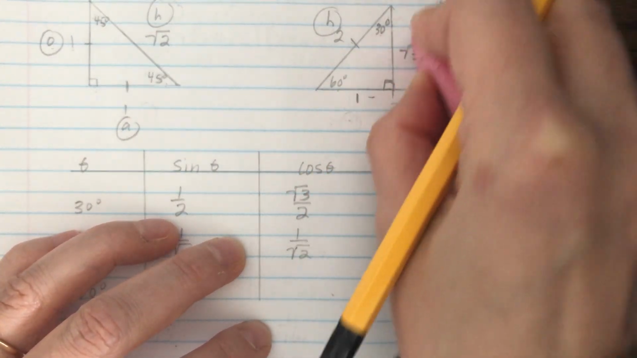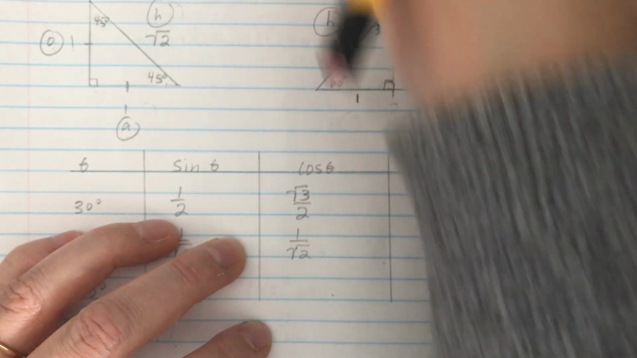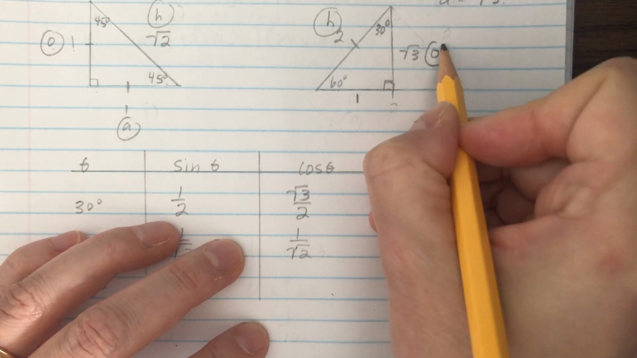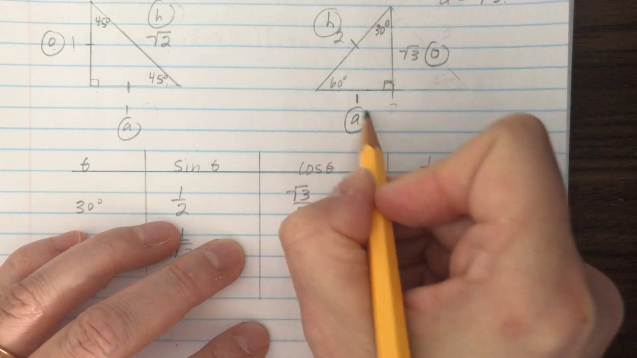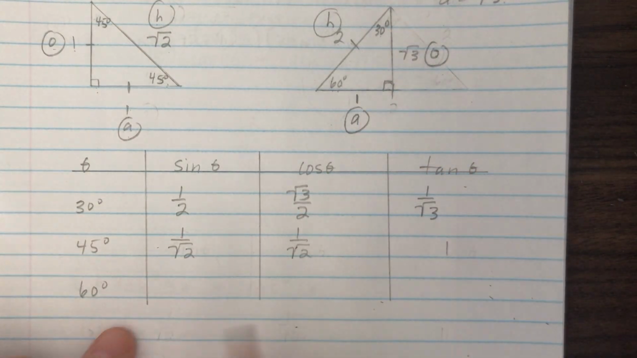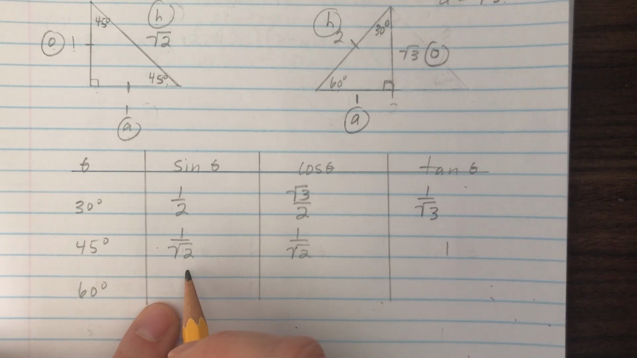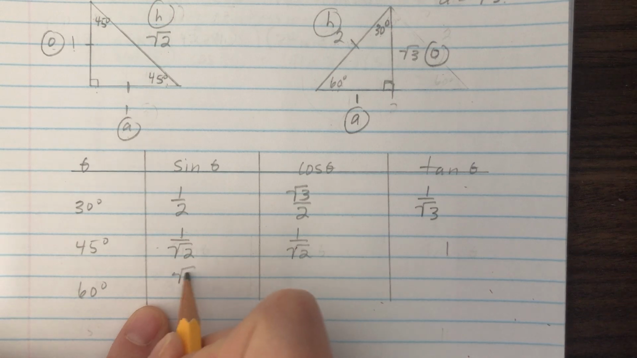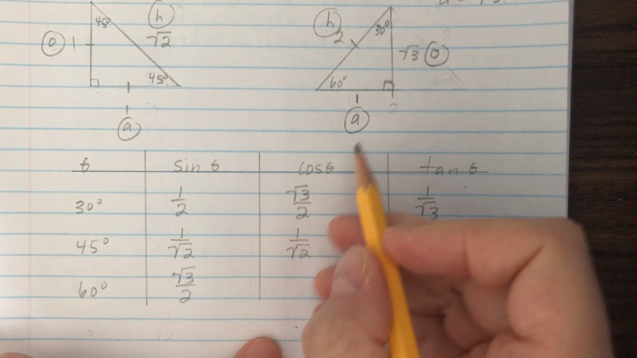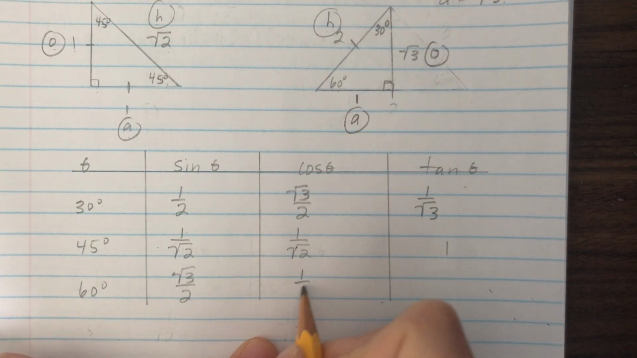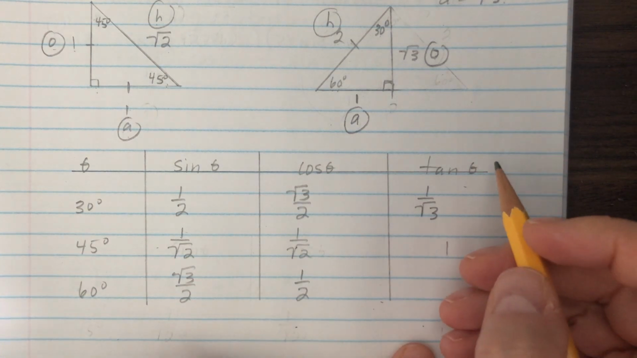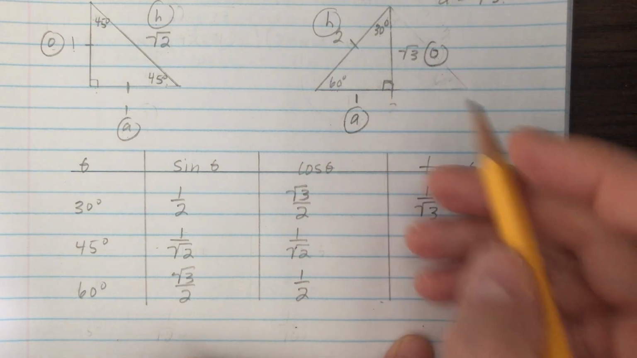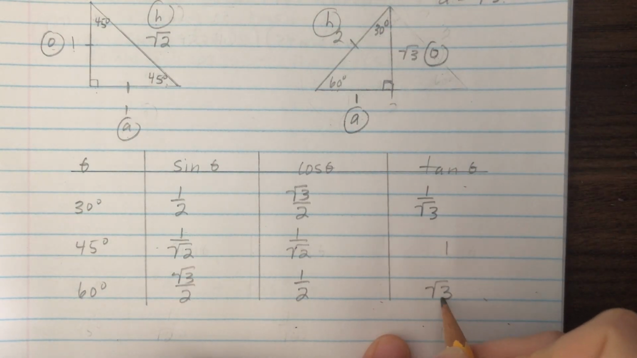The hypotenuse will stay as 2, but in relation to the 60-degree angle, this is now my opposite side, and this is the adjacent side. Now I'm going to fill in the table here. So sine is opposite over hypotenuse, which gives me root 3 over 2. Cos is adjacent over hypotenuse, giving me 1/2. And tangent is opposite over adjacent, giving me root 3 over 1, or simply root 3.